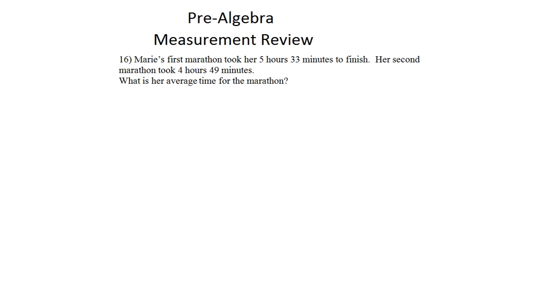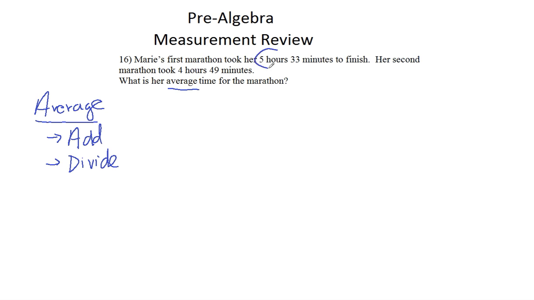All right, here we are at number 16. Marie's first marathon took her 5 hours and 33 minutes to finish. Her second marathon took 4 hours 49 minutes. What is her average time for the marathon? They're asking us for the average. If you remember with average, there are 2 things to do. First, you add up all your numbers, and then you divide by how many numbers you have. And here, remember, it's tricky.